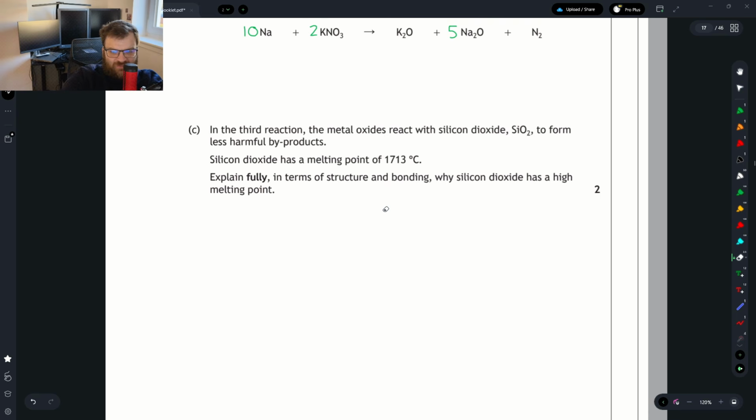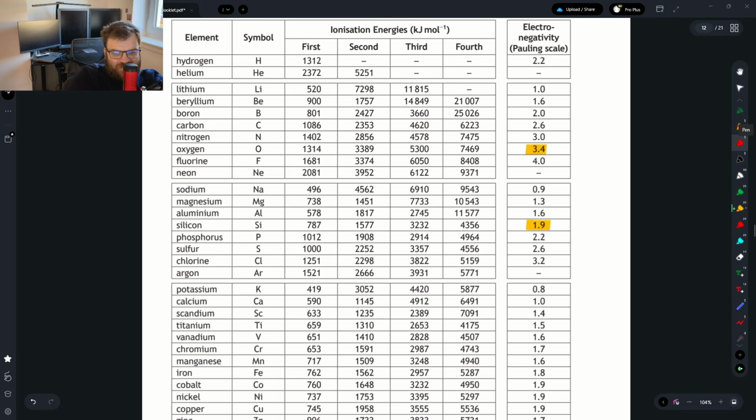Next one, we're dealing with silicon dioxide, which has a high melting point and boiling point. Silicon dioxide, there is a difference in electronegativity. It's a relatively high difference, but the maximum difference would be from fluorine to something like potassium, where you've got 4 to 0.8, so you've got 3.2 of a difference.